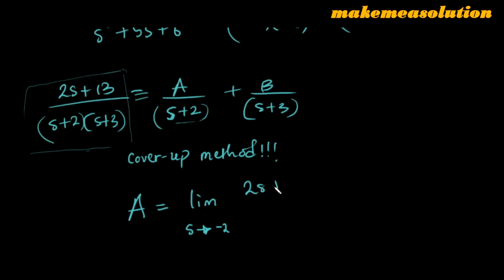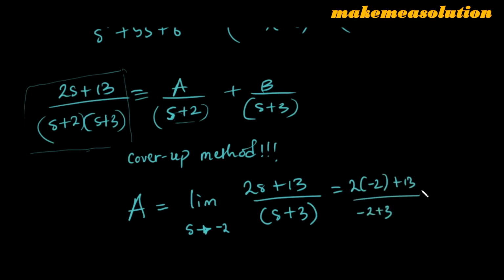So you have 2s + 13. If we cover up (s + 2), we'll just be left with (s + 3). Is that okay? So I hope you understand the steps. You take the limit as s approaches any value that will make the factor under A vanish, as far as it's a linear factor. Then you cover up that linear factor and apply the limit to whatever is left, which is going to give me 2(-2) + 13 divided by -2 + 3. This gives me -4 + 13 is 9, divided by -2 + 3 is 1. So the value of A is 9.